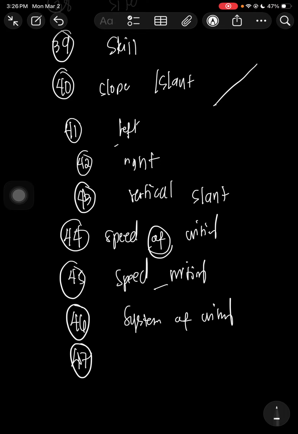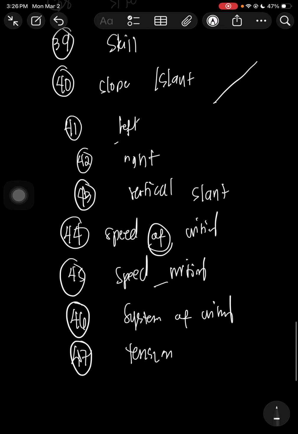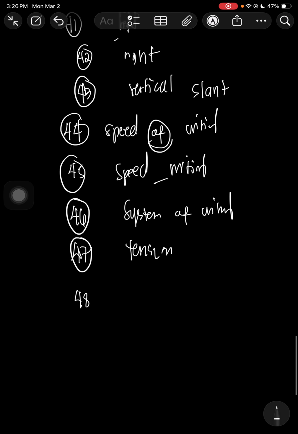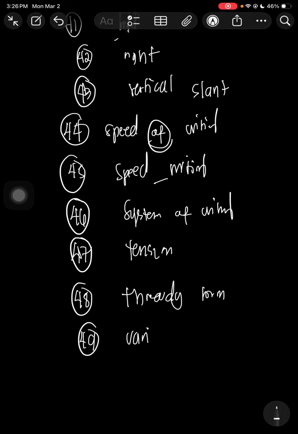Next is the tension. Tension is the degree of force exerted on the pen compared to the degree of relaxation. So, kumbaga, relax ba yung kamay mo or nag-a-add ka ng pressure? Next is the thready form. Thready form is an indefinite connective form that looks flat and wavy. Thready, wavy. Tandaan ha.